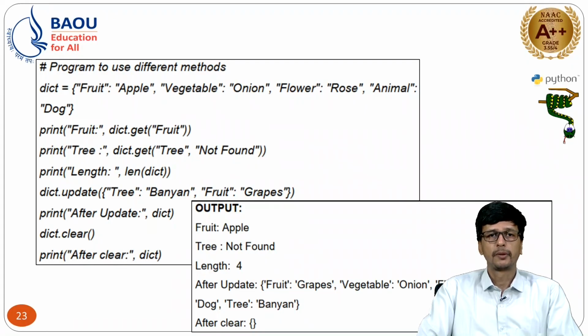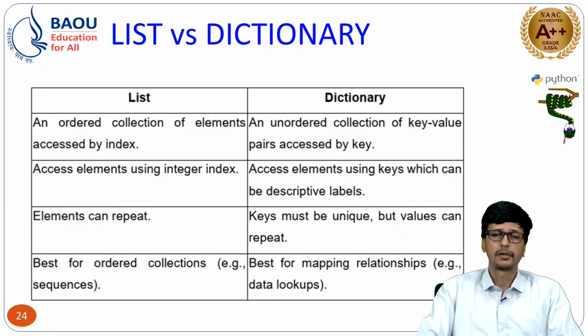Here you can use key and value pairs. I am passing here tree, banyan and fruit, grapes. These two key value pairs I am passing, so they can be merged into the existing dictionary. This way you can use update. You can use clear to remove whatever data is available in the dictionary, not the data structure. You can observe here in the output.